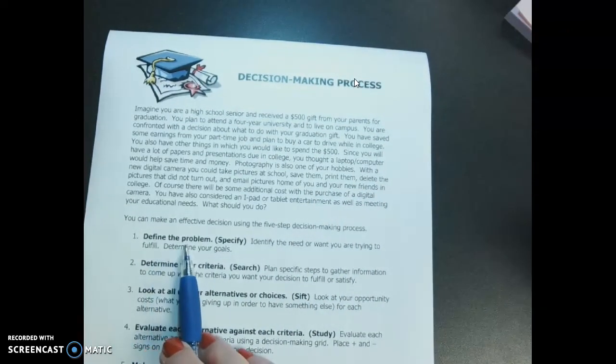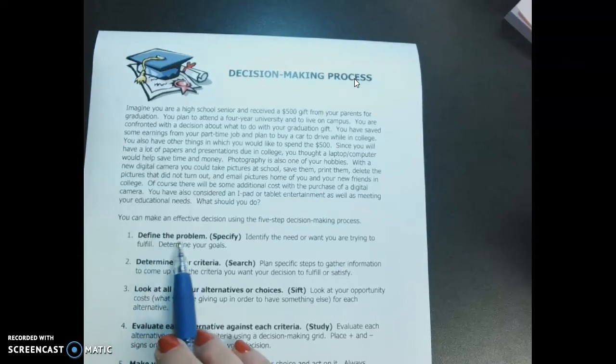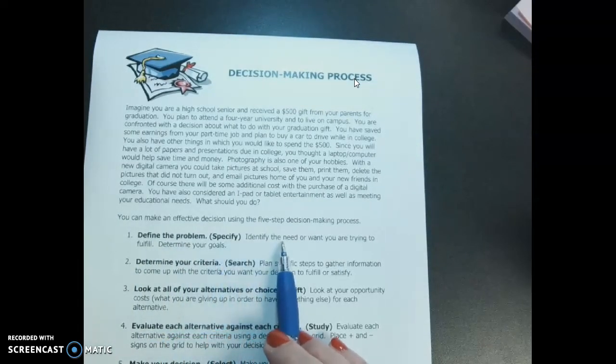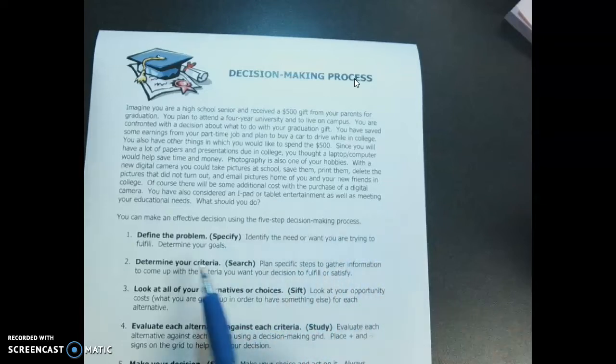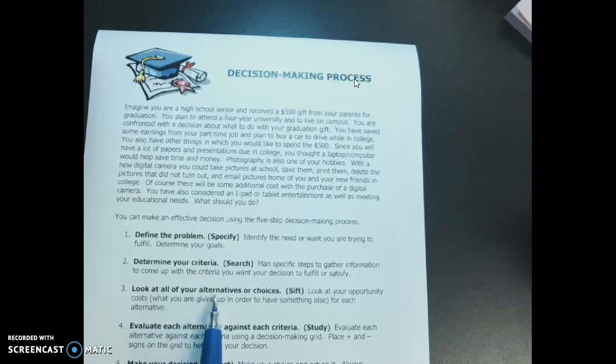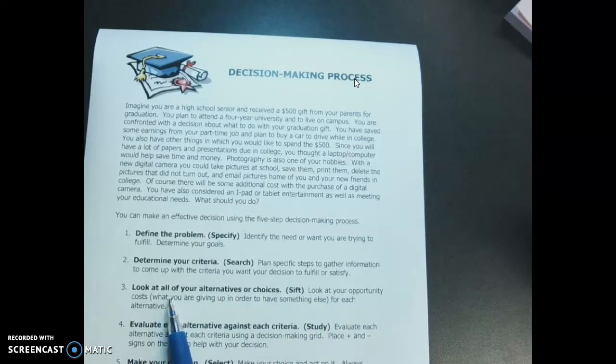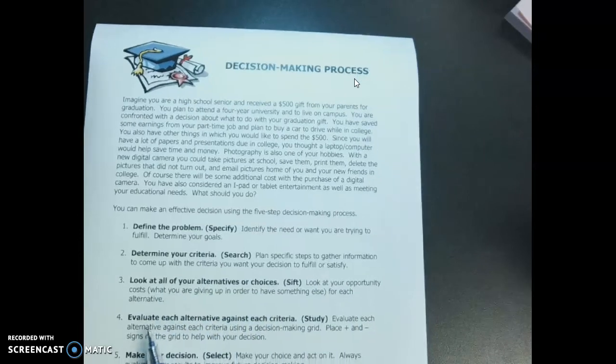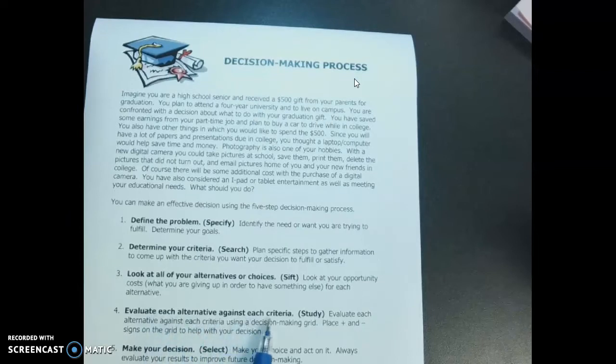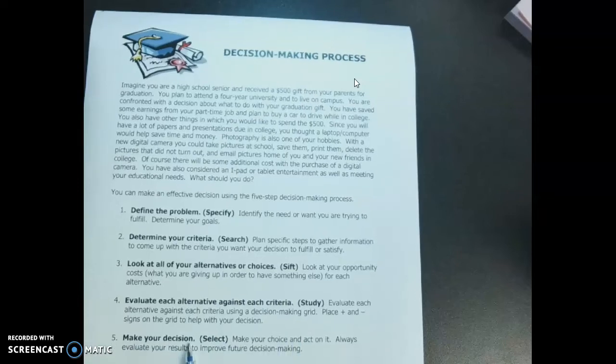Well, step one in the process, you need to define the problem. Decide what the need or want is. Step two, determine your criteria. Search. Plan specific steps to gather information to come up with the criteria. Step three, look at all of the alternatives and choices. Sift. Look at your opportunity cost, what you give up in order to have something else for each alternative. Four, evaluate the alternatives against the criteria. Study. And five, make your decision. Select.